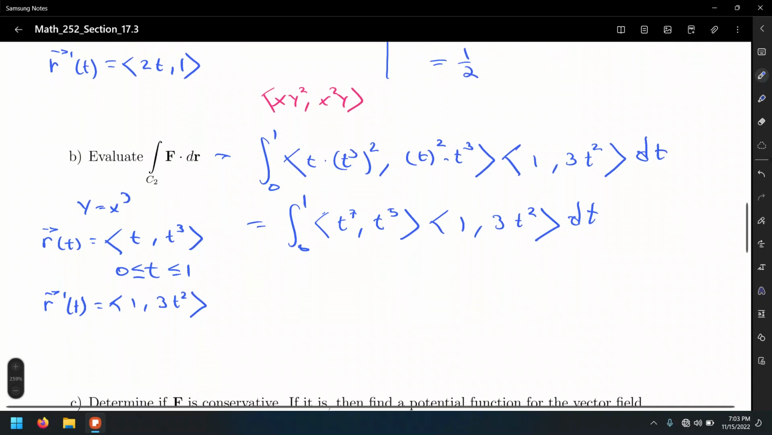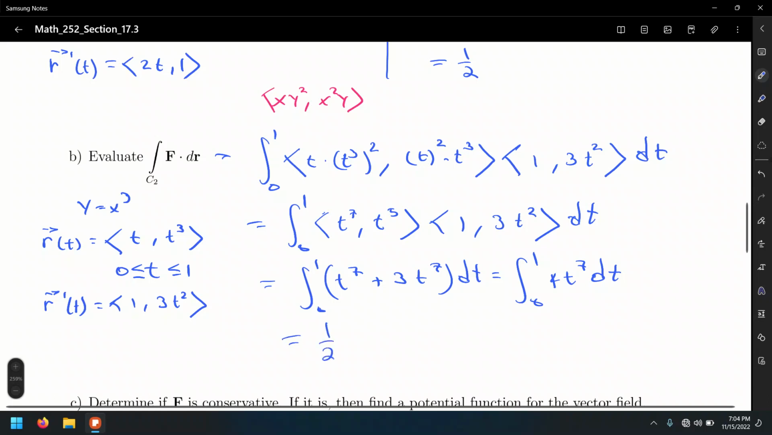So let's do the dot product and obtain a scalar function. Integral from 0 to 1. No more brackets. So t to the 7 times 1, that's t to the 7. And t to the 5th times 3t squared, that's 3t to the 7, with dt. That's the integral from 0 to 1 of 4t to the 7th power dt. After integrating this, that's going to give us 1/2. Interesting result, isn't it? We're getting exactly the same result.